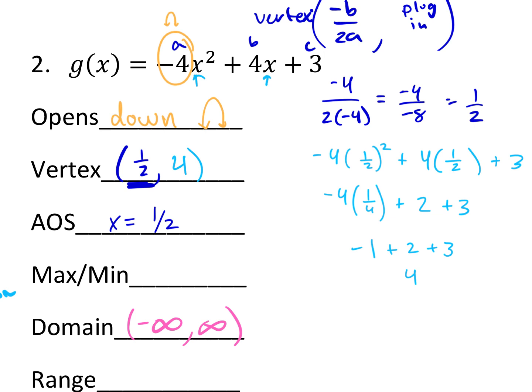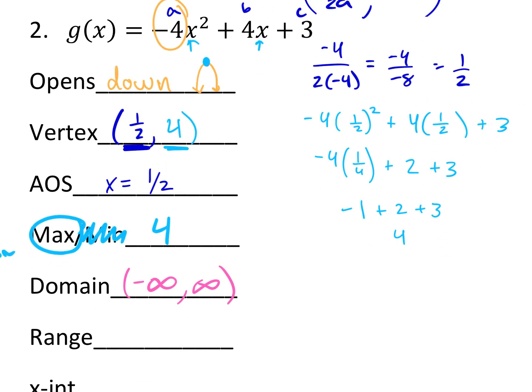All right. So since our graph opens down, is our vertex at the highest point or the lowest point? It is at the highest point, which would be the maximum. And what is our maximum value? 4. It is always the y from our vertex or the k from our vertex.